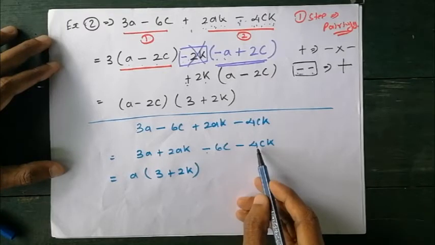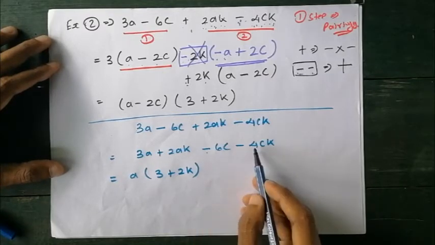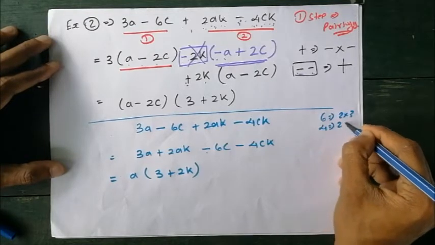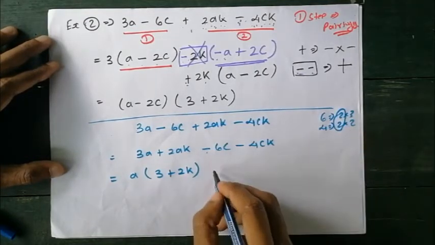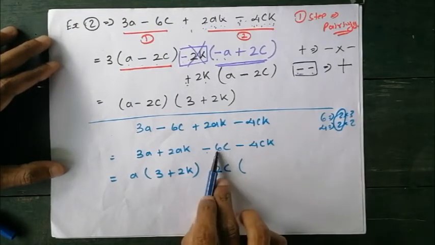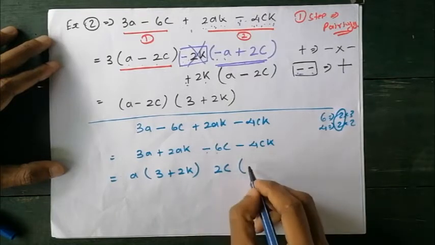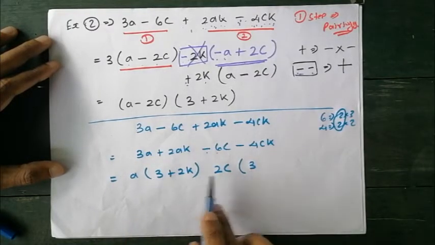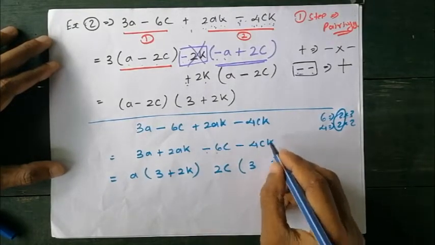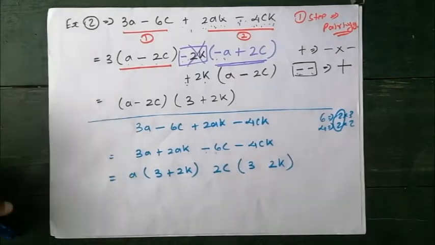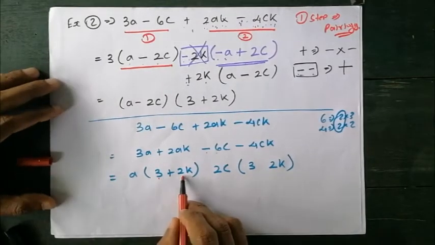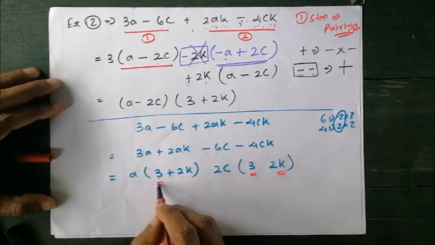6c, 4c. Okay, 6 and 4 we have a common term. 6 means 2 into 3, 4 means 2 into 2, so we have a common 2. So 2c is the common term, so it is 6 divided by 2, it's 3, same value 3. Okay, 4ck, 4 divided by 2, it's 2 and k. So if you check, the terms are same, 3 and 2k, 3 and 2k.